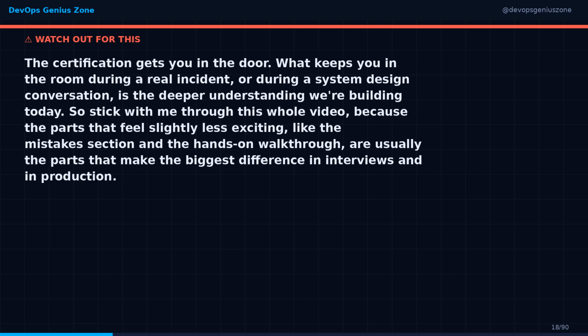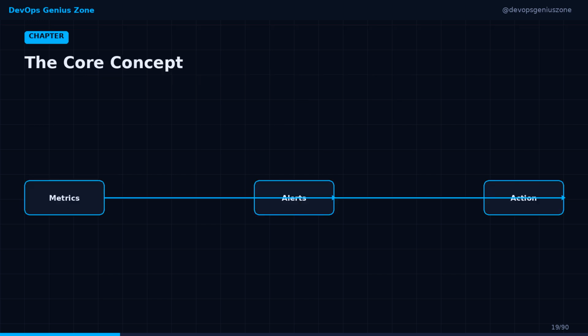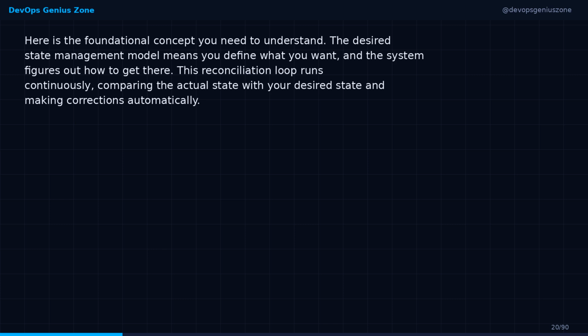Here is the foundational concept you need to understand. The desired state management model means you define what you want, and the system figures out how to get there. This reconciliation loop runs continuously, comparing the actual state with your desired state and making corrections automatically. That is what makes modern DevOps systems so powerful and resilient.